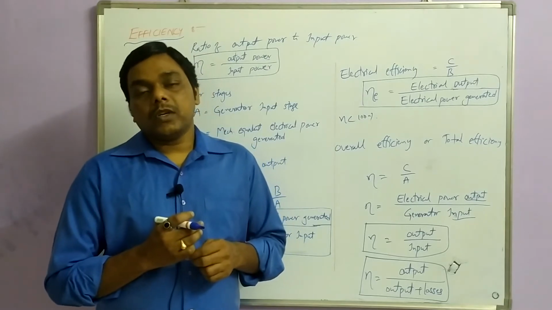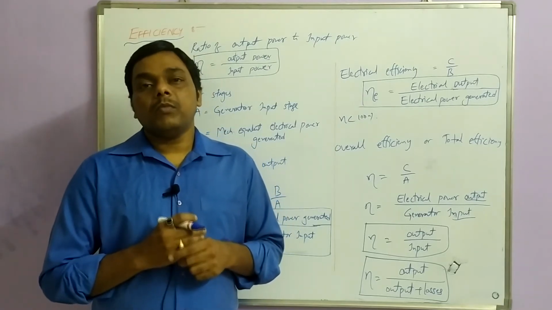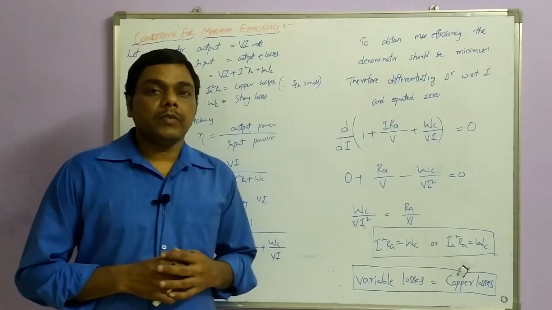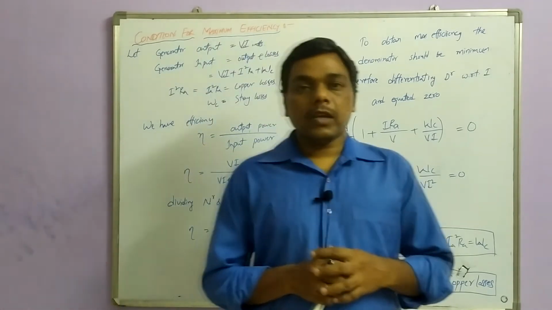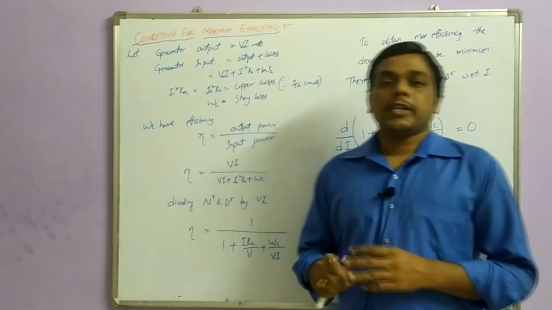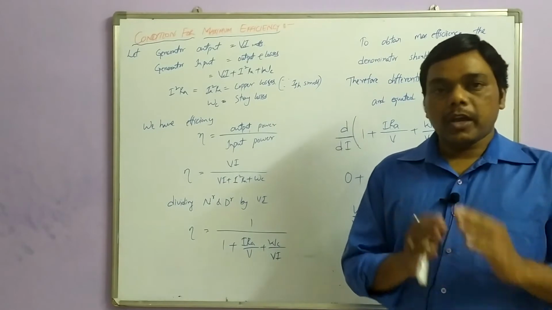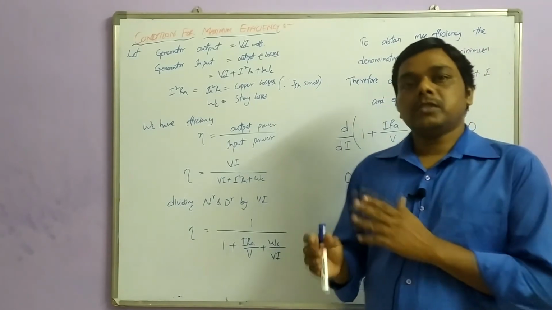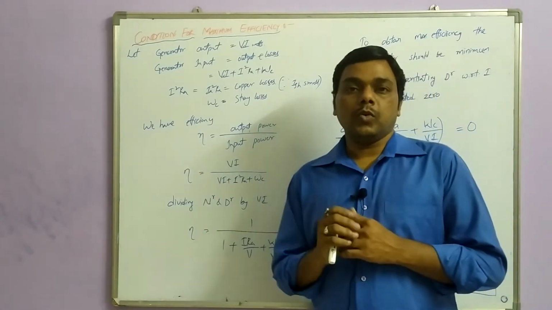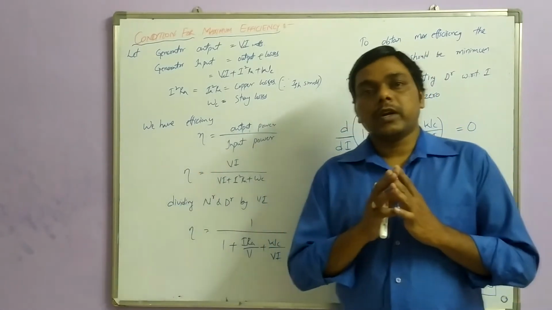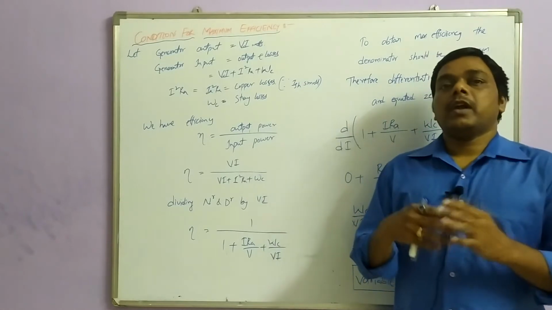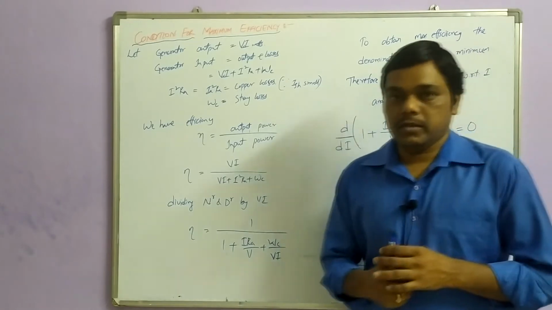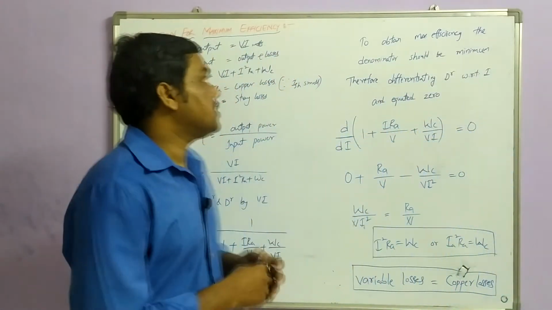Now we will see the condition for maximum efficiency. We already discussed that efficiency is nothing but the ratio of output power to the input power. Then how is this efficiency improved to the maximum value, so that losses will be reduced and the machine runs at the higher efficiency? Now here is the condition.